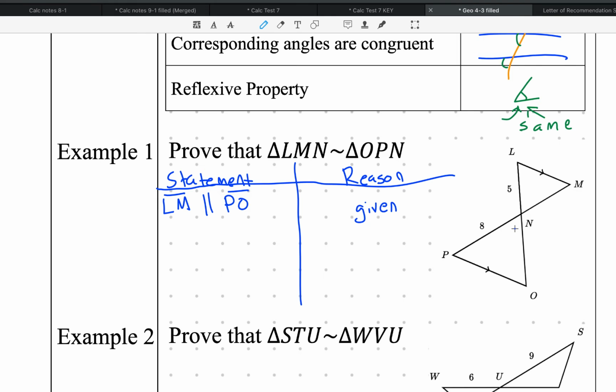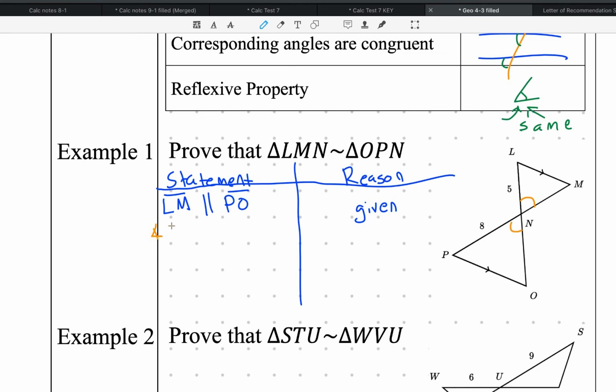Let's give it to Kira. Angle LNM is equal to angle PNO because vertical angles are congruent. Yep, vertical angles are congruent. I like that you said the full reason, so I'll write that down. Did you say congruent or did you use equal? Are you talking about the measures or just the angles? Well, they're the same size. Okay. Makes sense? We'll use the congruent one.